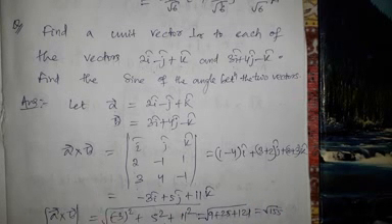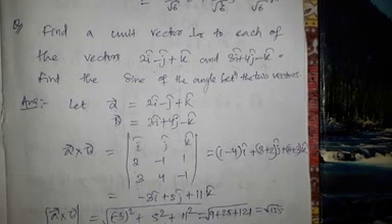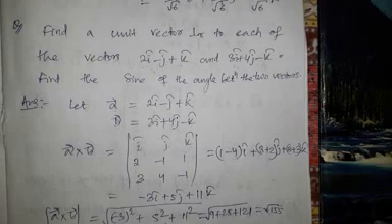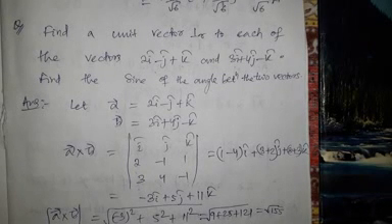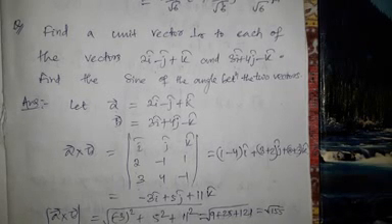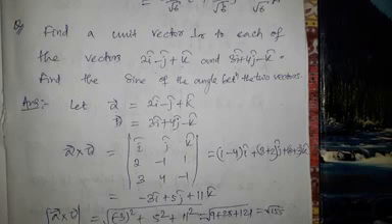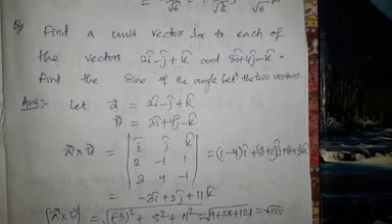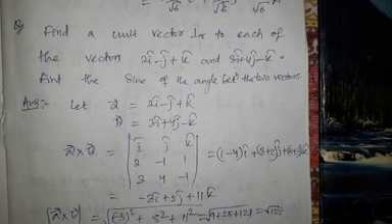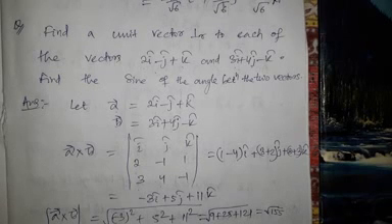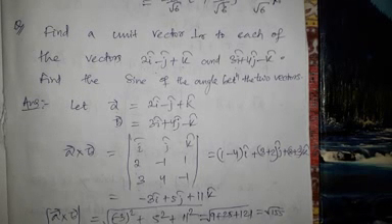Now the magnitude of A cross B is equal to the root of minus 3 whole square plus 5 square plus 11 square, that is 9 plus 25 plus 121, the root of 155. So the unit vector perpendicular to A and B vector is A cross B divided by the magnitude of A cross B, that is minus 3i plus 5j plus 11k over root 155. So the value comes minus 3 by root 155 i plus 5 by root 155 j plus 11 by root 155 k.